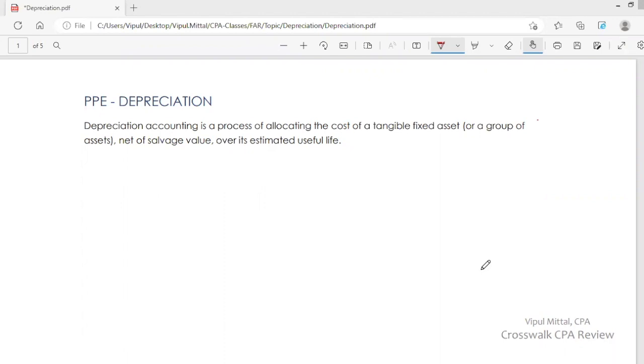Let's first start with what actually is depreciation. Depreciation accounting is a process of allocating the cost of a tangible fixed asset or a group of assets net of salvage value over its estimated useful life. So it is a process of allocating the cost of the asset over its useful life.